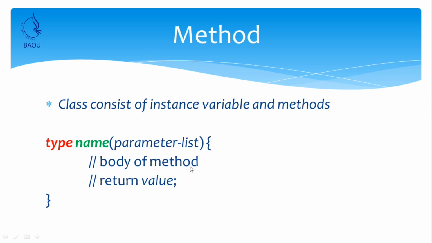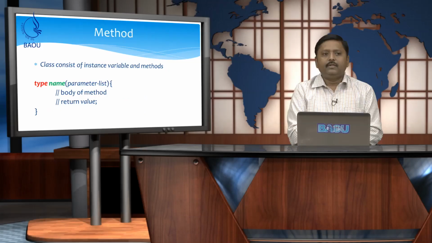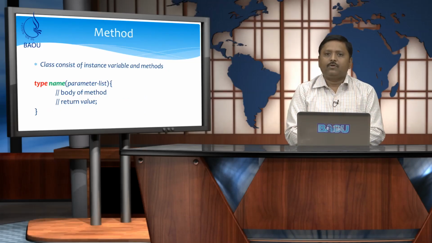Suppose the method is not returning anything, then the type is defined as void and this return value statement is optional. But suppose the type is other than void, then we must write down this return and the value to be returned inside the method at the end of the method body. So, this return value is optional in case the method is returning nothing.